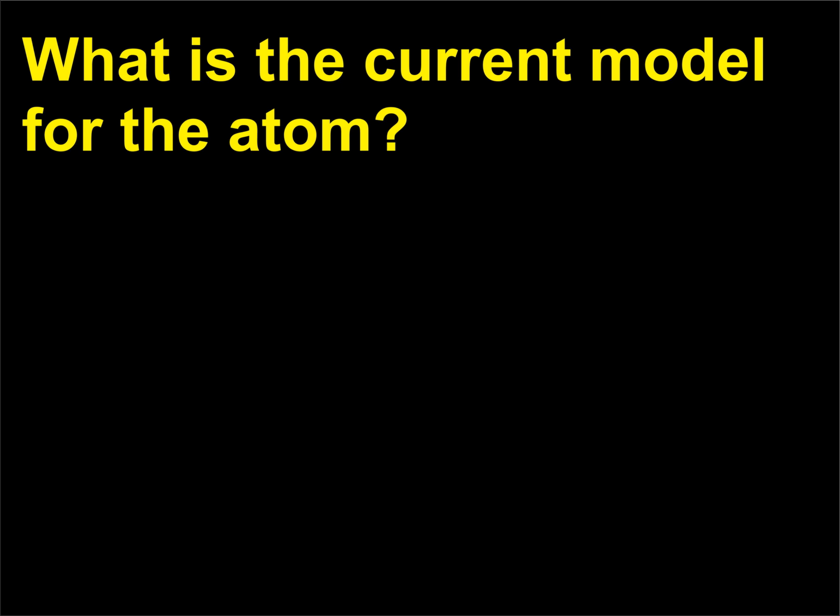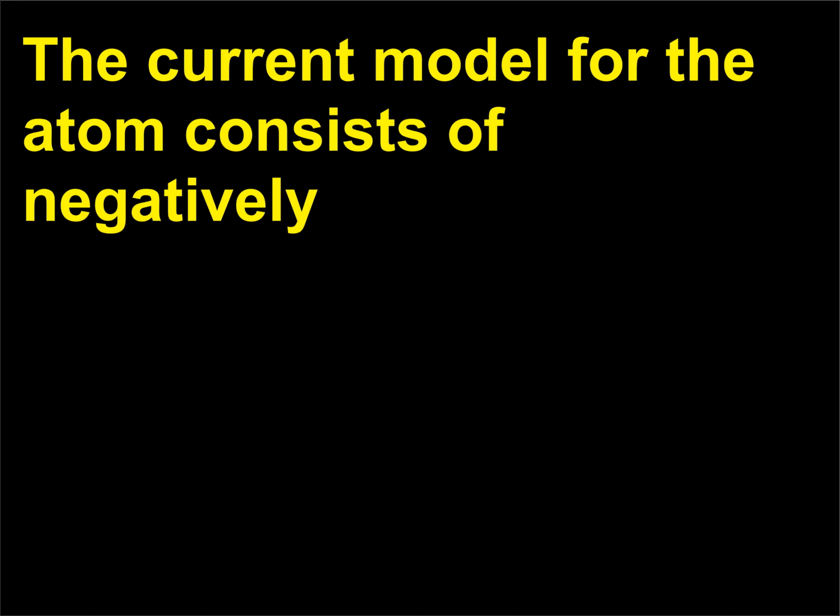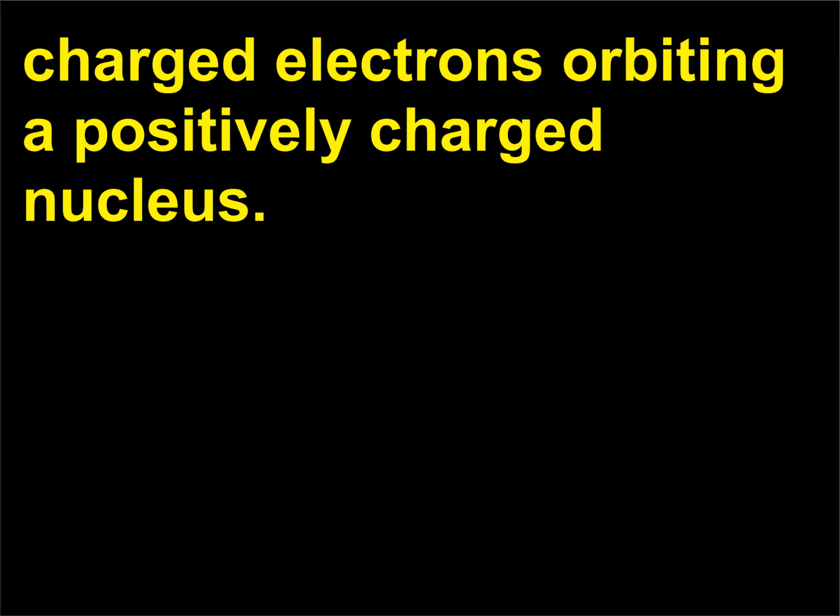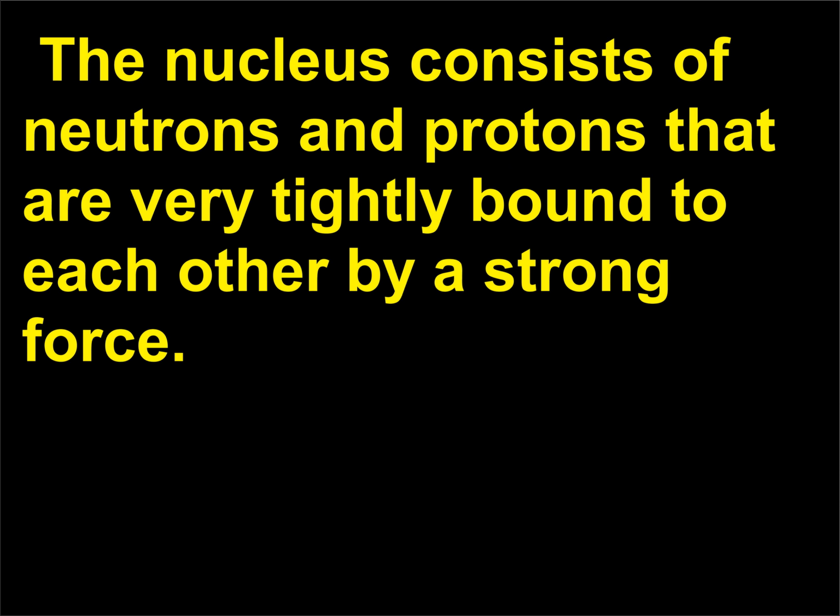What is the current model for the atom? The current model for the atom consists of negatively charged electrons orbiting a positively charged nucleus. The nucleus consists of neutrons and protons that are very tightly bound to each other by a strong force.